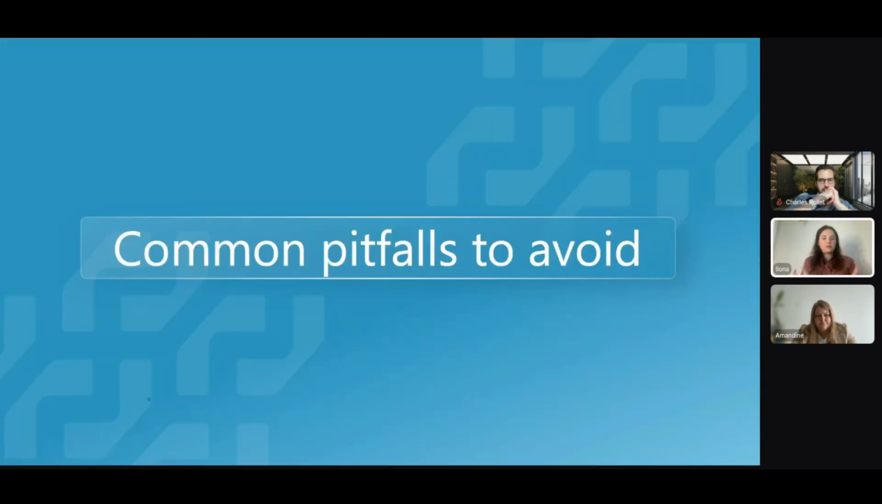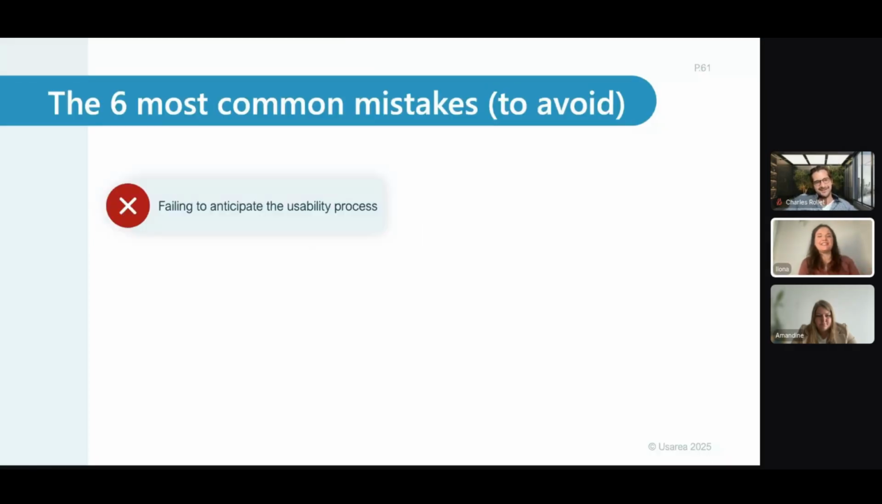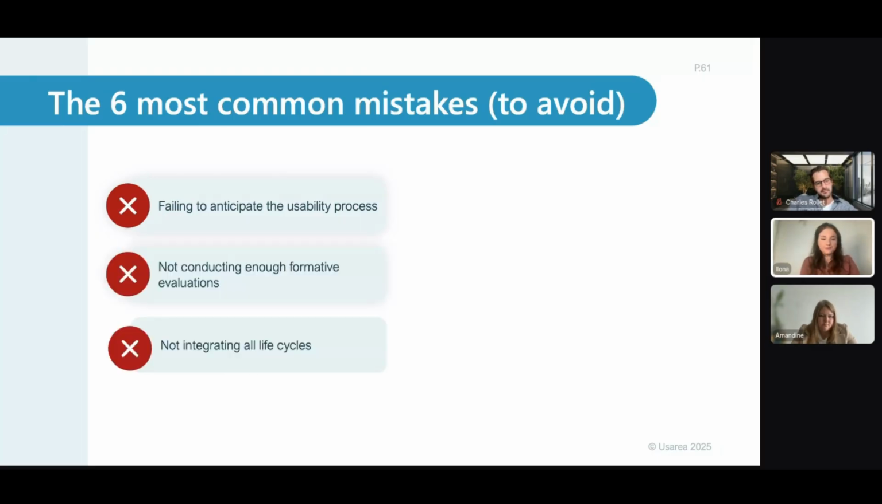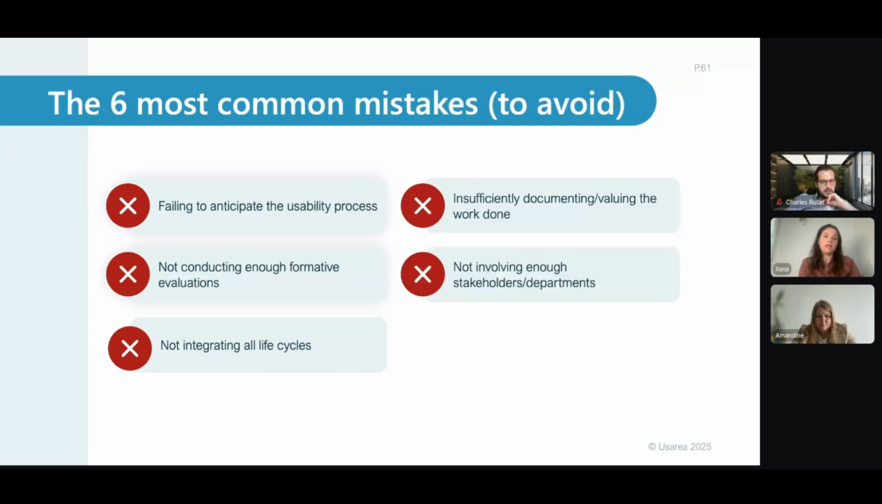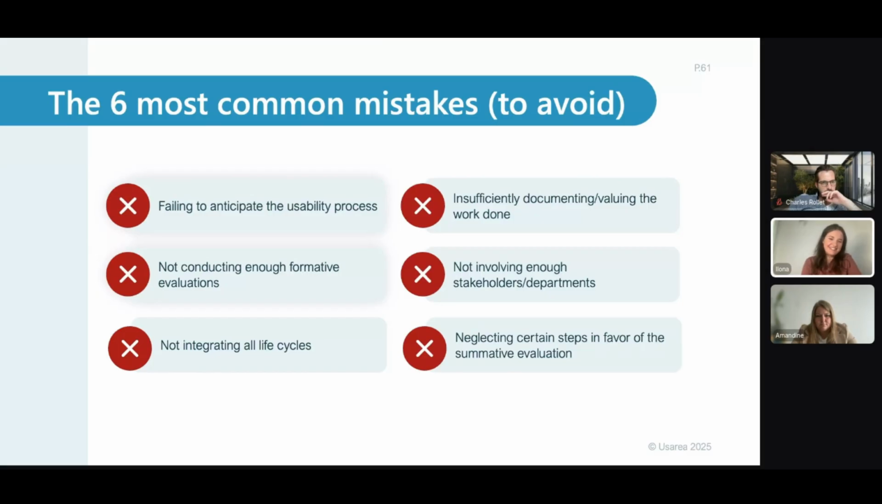And on all this process, with Amandine, there are some kinds of mistakes that we saw a lot and that we recommend avoiding. The first one is failing to anticipate the usability process, not conducting enough formative evaluation. Like I said, not integrating all life cycles, insufficiently documenting and valuing the work done, not involving enough stakeholders and departments, and neglecting certain steps in favor of the summative evaluation.